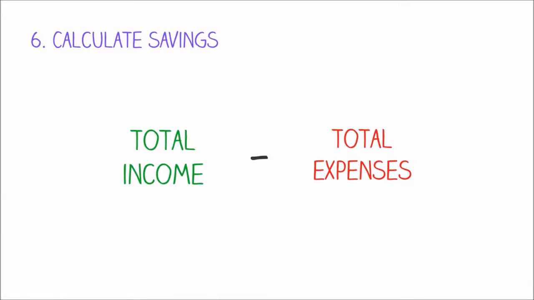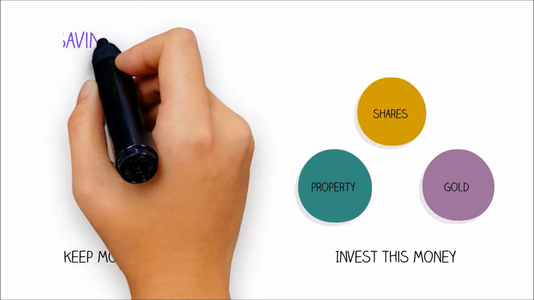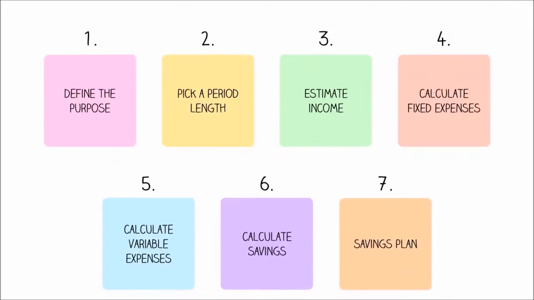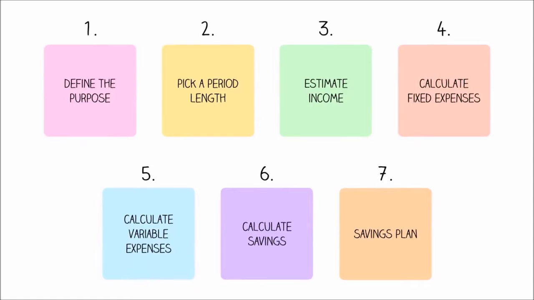Step 6 is to calculate the difference between your income and your expenses, and then you'll arrive at your estimated savings for the period. And finally, we come to step 7, which is to create a plan for how you want to manage any savings that you might generate during the period. You may wish to save this money in a bank account, or perhaps invest this money if this is aligned with your future goals. So here they are, all together on one neat page.